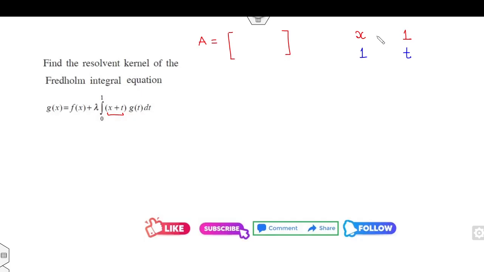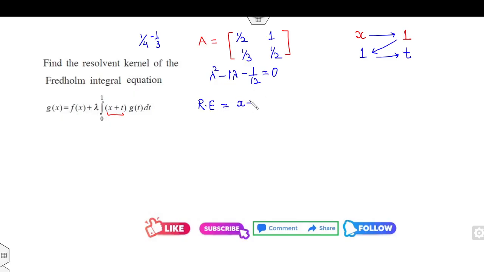Now integrate from 0 to 1 quickly. x square by 2, integration of 1 is 1. Integration of the x is half and integration of the x square is x cube by 3. So you can find the characteristic equation, lambda square, trace and determinant: 1 over 4 minus 1 over 3, minus 1 over 12. So your resolvent kernel is given by the value of the kernel.